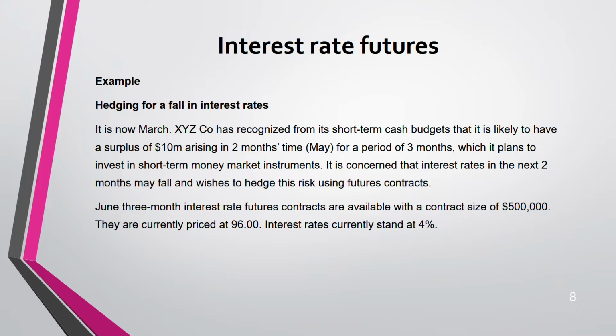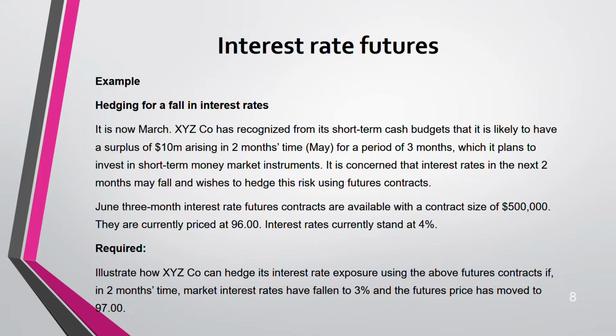Contract size also they have given you. 500,000. Price is also given. Check how the price is given, 96. That means what is the interest rate? 100 minus 96, 4%. Now you are required to hedge. What if the interest rate falls to 3%? If interest rate falls to 3%, your price will go to 97. Price will go up, no? Just check, 100 minus 3 is 97.